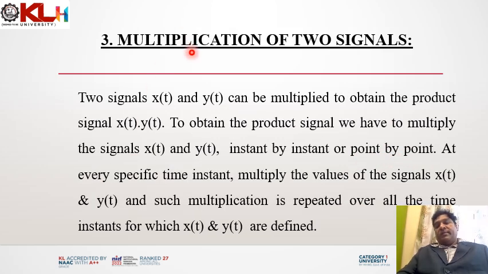Now we are going to discuss multiplication of two signals. The multiplication signal or the product signal is x of t dot y of t. To obtain this product signal, we have to multiply the signals x of t and y of t point by point or instant by instant at all the signal values.